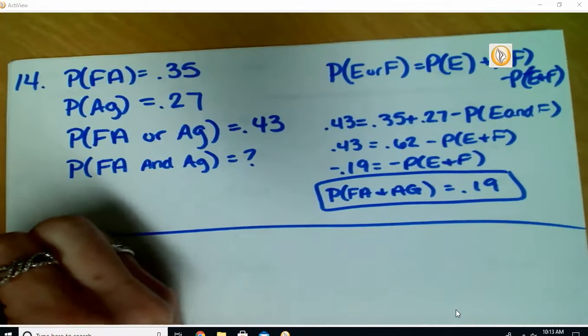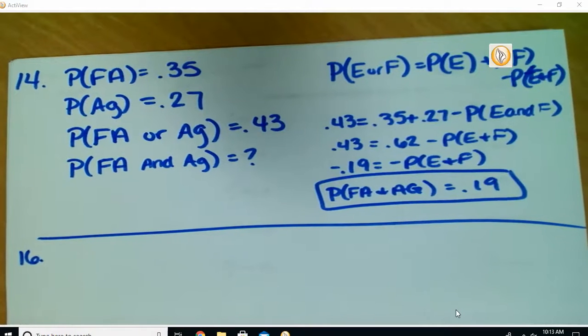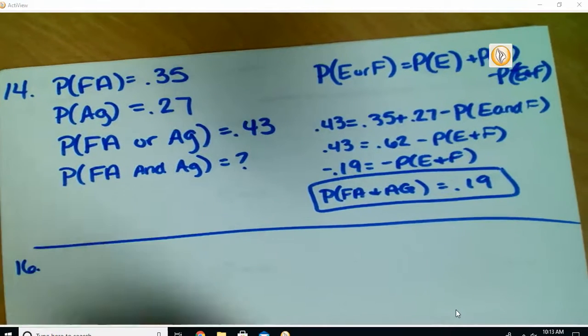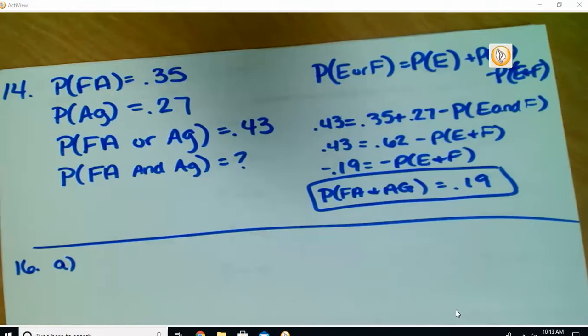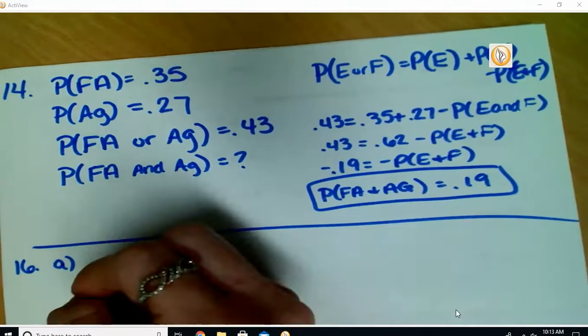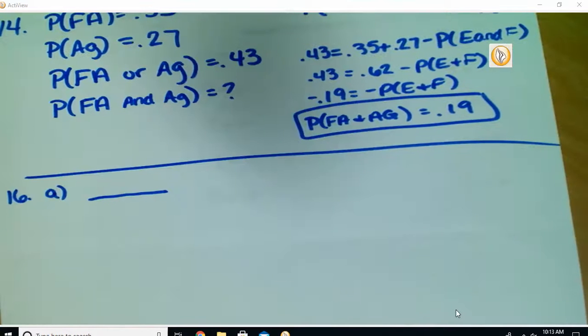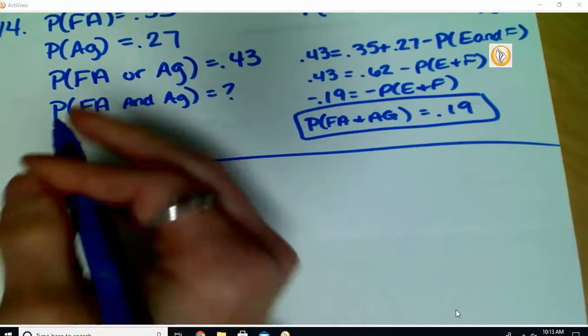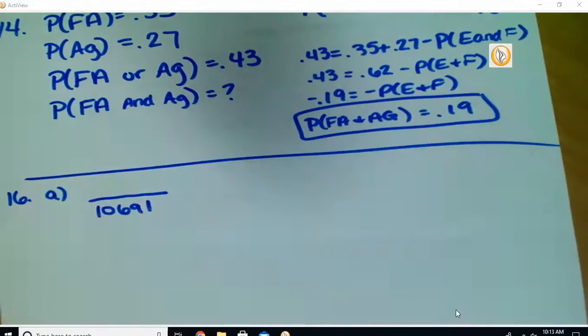Problem 16. Everybody's favorite, these tables. So, part A. We want the probability that the driver is a male and over the age of 59. So, this is out of everybody. The first thing you have to do, since I didn't give you totals, you have to add up everybody in this table, and you should get 10,691 for the overall grand total.